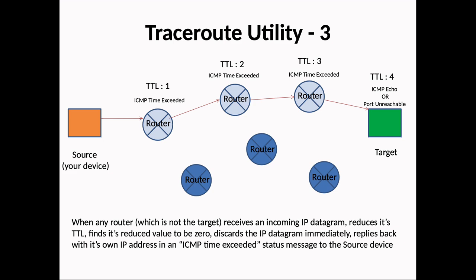processed normally. So by using this increasing TTL trick and getting the IP datagrams to be discarded by the appropriate routers along the path, Traceroute gets hold of their IP addresses and displays them subsequently in the output. That's how it works.